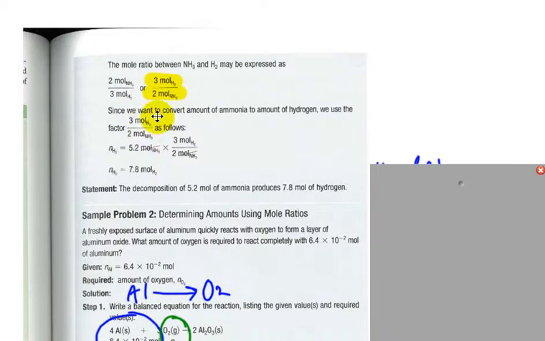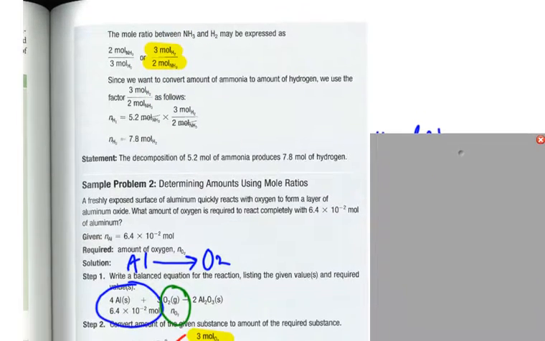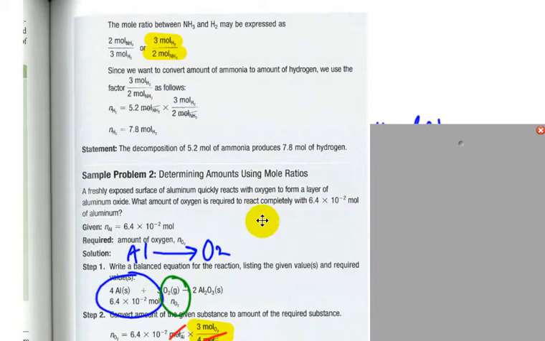And the example just goes through that. I highlighted the answer there, and that's how they come together. If we look at this one, a freshly exposed surface of aluminum quickly reacts with oxygen to form a layer of aluminum oxide. What amount of oxygen is required to completely react with 6.4 times 10 to the minus 2 moles of aluminum?